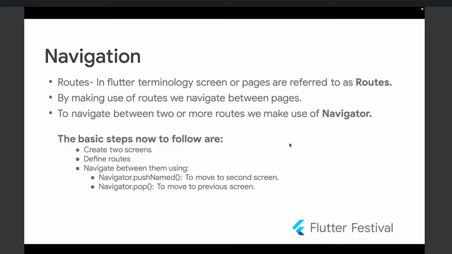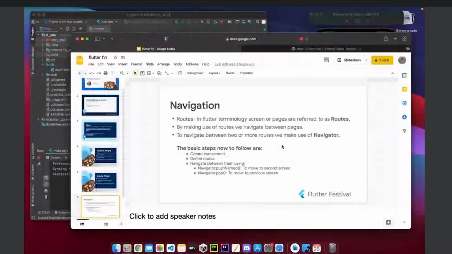So, the basic steps that we will follow: firstly, we'll create two screens. In order to explain this, I'll create two screens, then I'll define routes for both screens, and I'll navigate between them using these functions. To move to the next screen, I'll use the Navigator.pushNamed function, and to move to the previous screen, I'll use the Navigator.pop function. So let me show you an example.